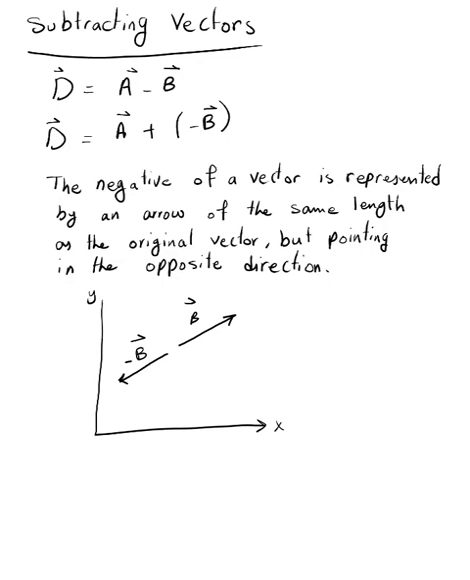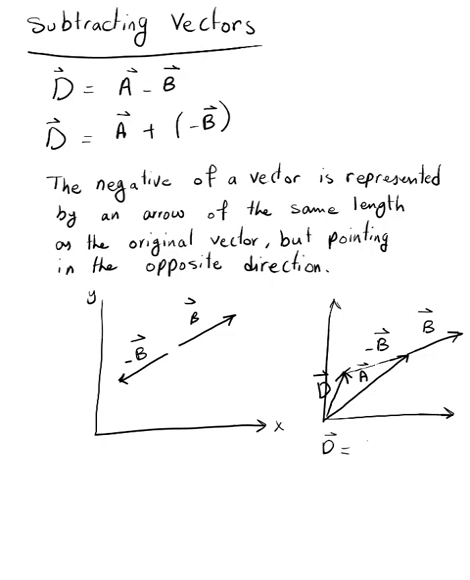Okay, so if I have A and this is B, and if I want to find A minus B, what I have to do is draw the negative B here and then simply add A to the negative B. So this is my vector D. D is A minus B.